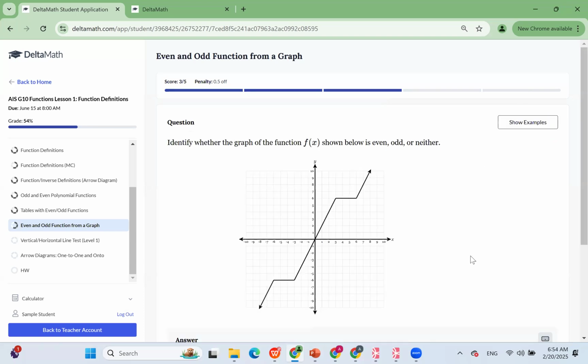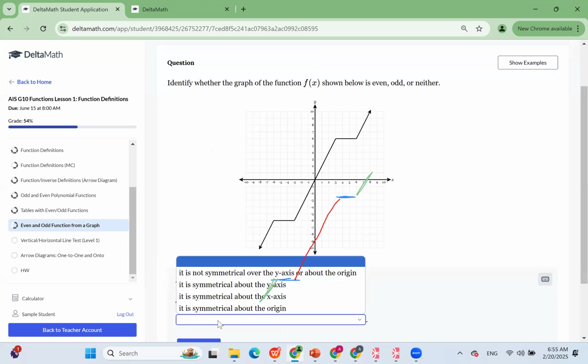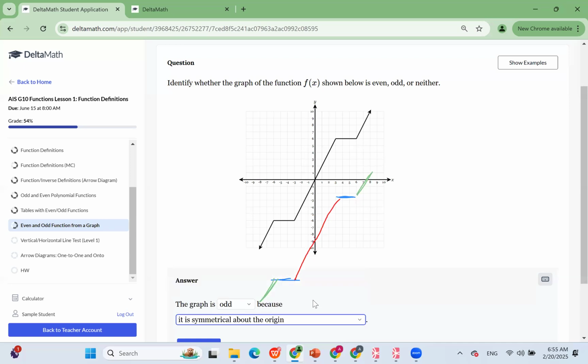This one here is back to odd because you can see that this graph is reflected over this graph and so on and so forth. This is reflected over this and this here is reflected over this part. So therefore, this is an odd graph because it is symmetrical about the origin.